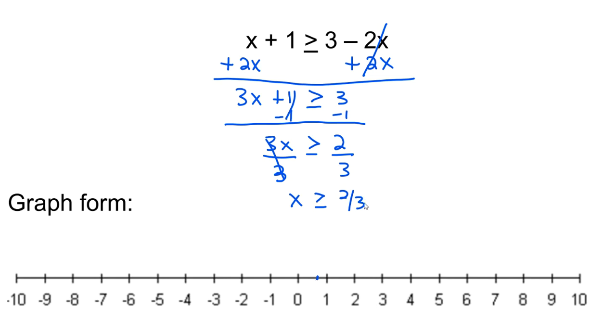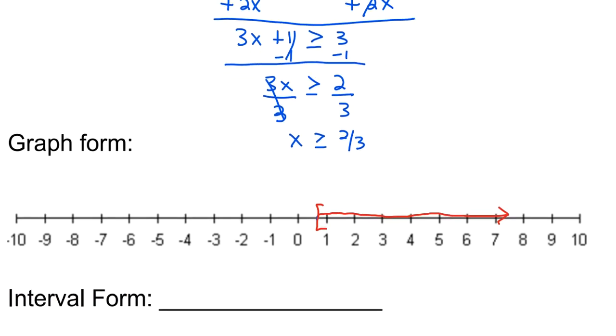So on 2/3, am I going to use a parenthesis or a bracket? Well, because I have this equal to, or this line underneath my inequality symbol, I'm going to use a bracket. So let me put a bracket approximately where 2/3 is on the number line. And then since my variable is first, I'm going to follow the direction that my inequality is pointing, and I'm going to shade or draw my line to the right and put an arrow at the end. Again, we're going to write our solution in interval form.